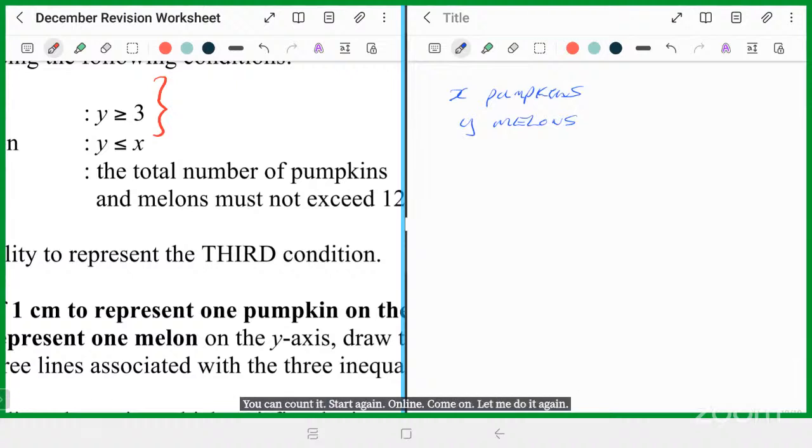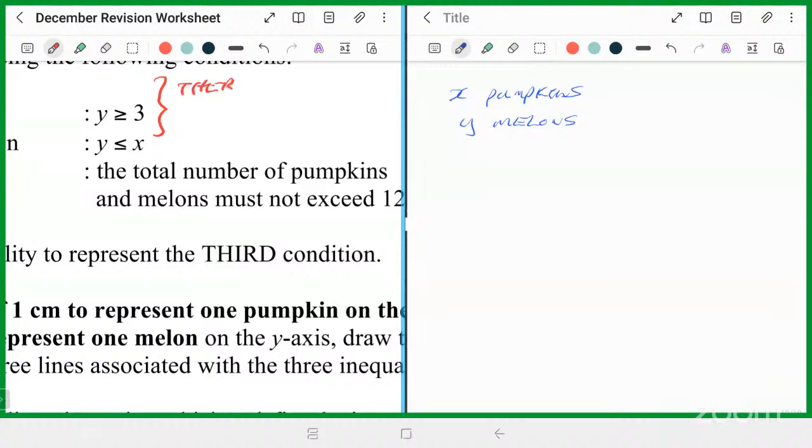The total number of melons should be greater than or equal to 3. All right. So he said the number of melons must be greater than or equal to 3, which is true. But they might say there must be at least 3 melons, meaning the same thing. That is the way they would mostly write it in a question. You must supply at least 3 melons.